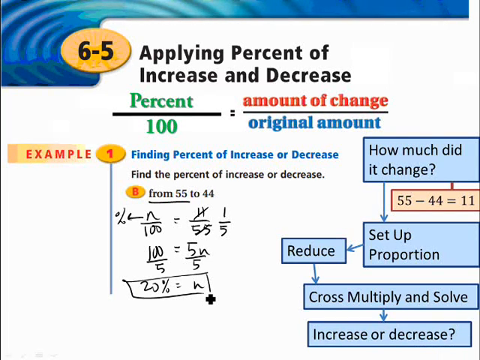And again, that n is holding the place of a percentage, so n equals 20%. Check back at your original problem. Was this an increase or decrease? The quantity decreased from 55 to 44 by a total of 11, which represents a 20% decrease.